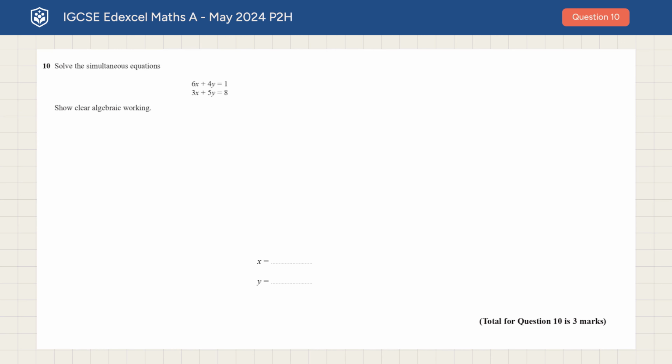Next, question 10. Let's solve these simultaneous equations. Our first equation is 6x plus 4y equals 1. Our second equation is 3x plus 5y equals 8. We can use the elimination method to solve this.